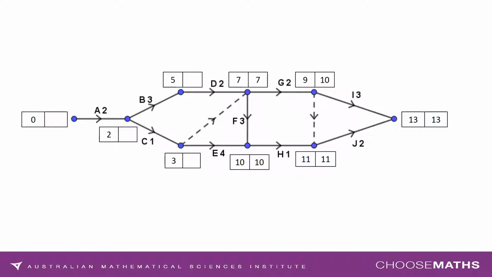Now working backwards again. To get to the beginning of H, we have one pathway. So we have 11 take away the duration of H1, gives us 10. To get to the beginning of G, we have two pathways. We can go directly from G, or we can go via F. The smallest of these two pathways gives us a duration of 7.